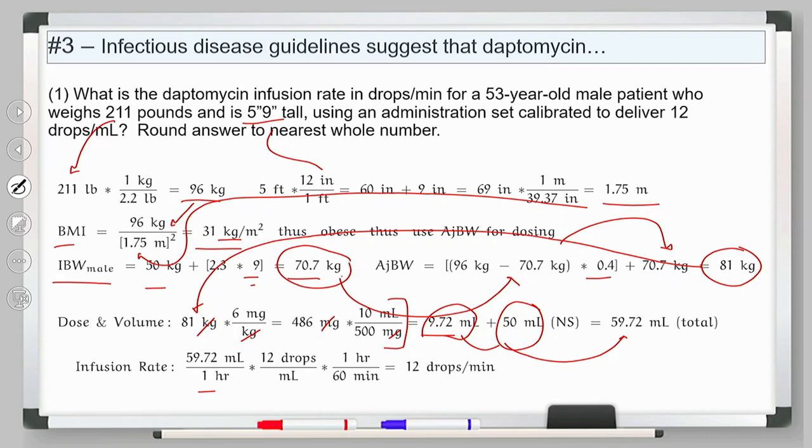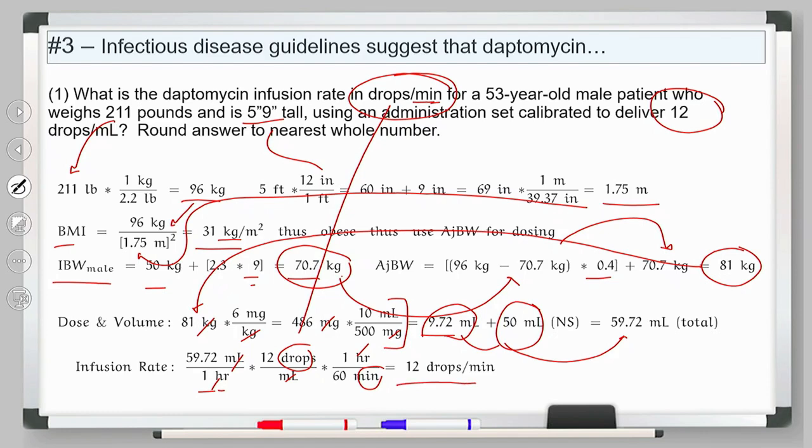But it wants an administration rate in drops per minute. So we have to convert all of that. Since we're using a set that delivers 12 drops per mil, I can multiply by 12 and that'll convert mils to drops. And since I want it per minute and this is per hour, I need to divide by 60 so that hours cancel. And you can see doing this, I get drops per minute. So 59.72 times 12 divided by 60 gives me, rounding, 12 drops per minute.